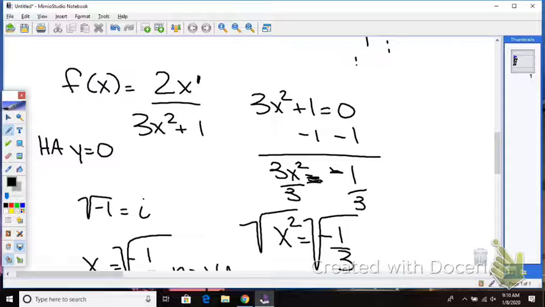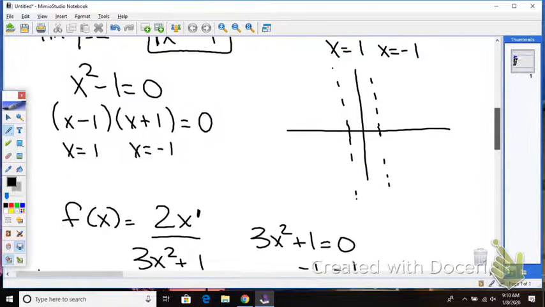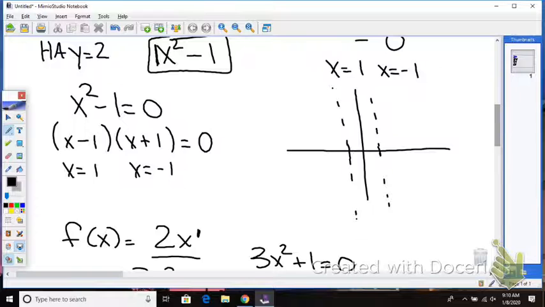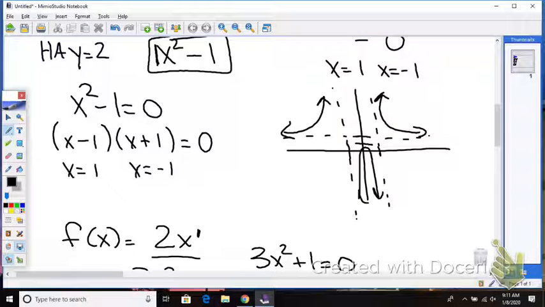So going back up to this one, you don't have to write this one down, but I showed you these 2 dotted lines for the vertical asymptote. X is 1, x is negative 1. Here you said y was 2. So if I drew that one in, it would look like this. These two are my vertical asymptotes. This one is my horizontal asymptote. And the graph might look something like this. So we don't have to draw those things? Not today. Today we're just going to find the vertical and horizontal asymptote.